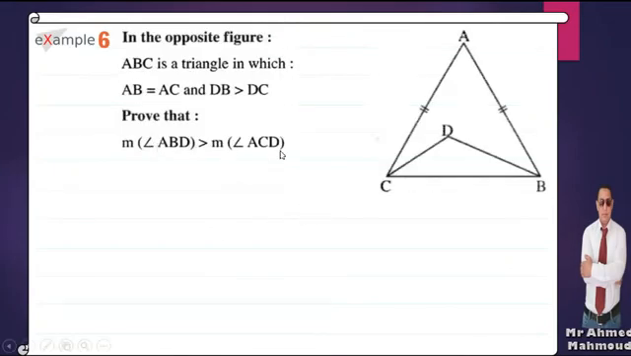Example 6, in the opposite figure ABC is a triangle in which AB equal AC and DB greater than DC.